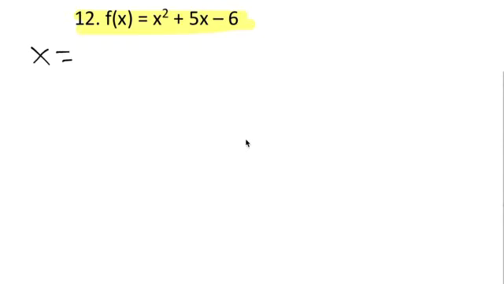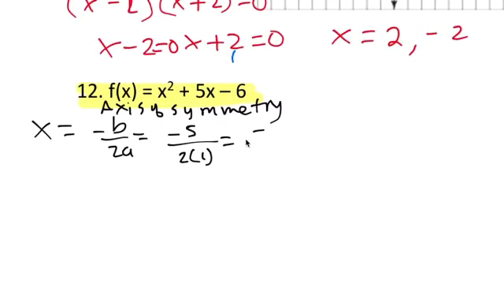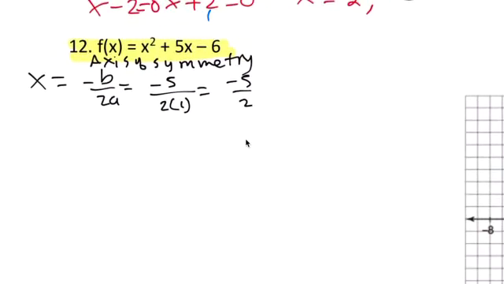Vertex is x equals negative b all over 2a. I mean, axis of symmetry. Negative b then is negative 5 over 2a, 2 times 1. So negative 5 over 2. That's axis of symmetry. Now we're going to do the vertex. It's negative 5 over 2, which is the same thing as negative 2.5.